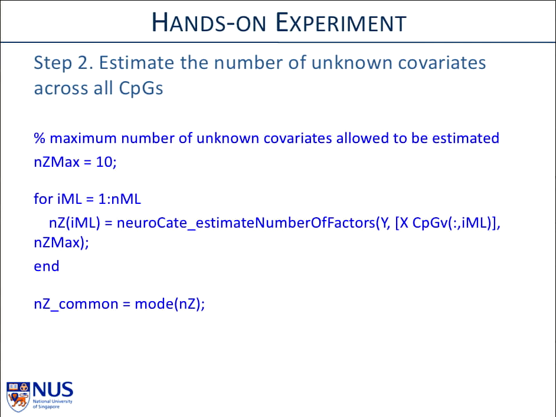So for this case, what I do is I basically assume all the CPGs against the imaging measures have the same number of confounding factors. That's why I have this small little loop down here. This is N number of CPGs. I estimate it and record the number of missing covariates across, for example, 100 CPGs. And I basically ask what is the common number of missing covariates across these 100 CPGs. You can use that as your model and put that number into your next step.